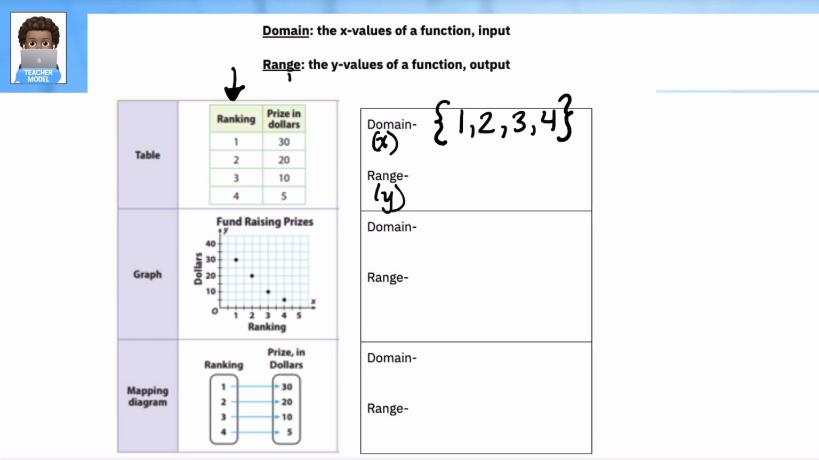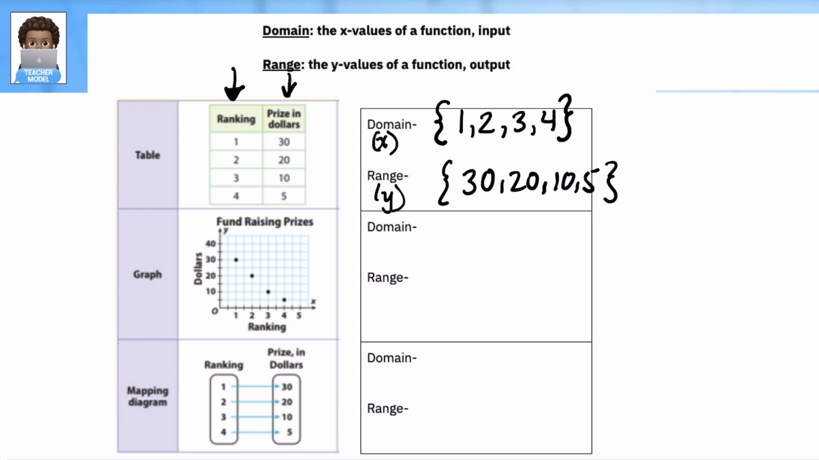All right, let's try the same thing with range. I'm looking at my y values, which are here, so I do the same thing: 30, 20, 10, and 5. That's it.